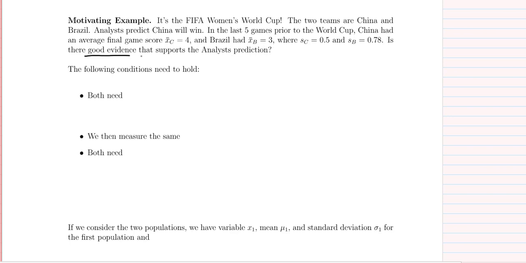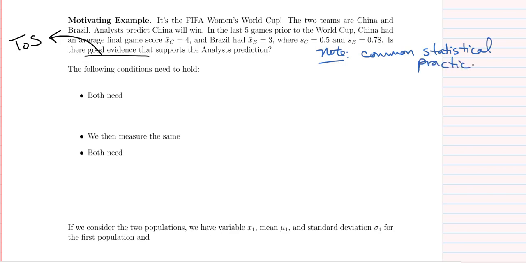Good evidence implies that this is a test of significance. Eventually we'll get to the point where we can conduct this. Something to note is that comparing two populations is a common statistical practice. So we're at the point now where we're learning skills that can be carried out anywhere.